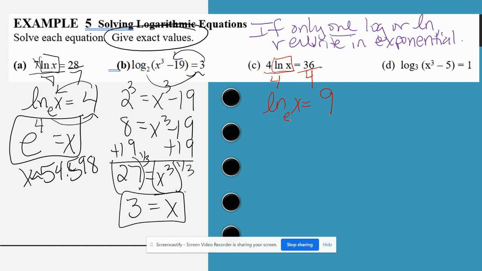Remember, natural log is base e. So I'm going to fill that in. E to the 9th is equal to x. If I did e to the 9th in the calculator, I would get roughly about 8103.08. But because it asked for exact values, we're leaving that as e to the 9th.